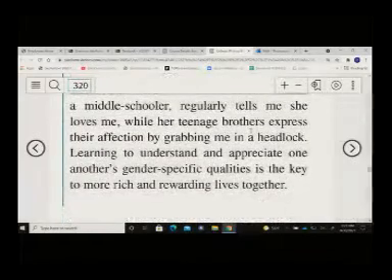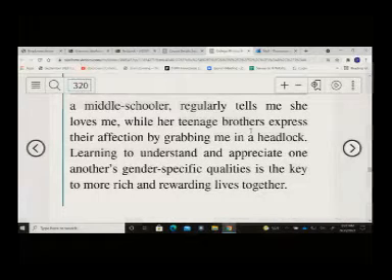My daughter, now a middle schooler, regularly tells me she loves me, while her teenage brothers express their affection by grabbing me in a headlock. Learning to understand and appreciate one another's gender-specific qualities is the key to more rich and rewarding lives together.